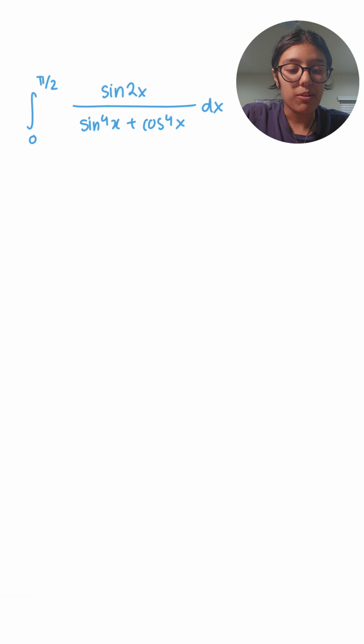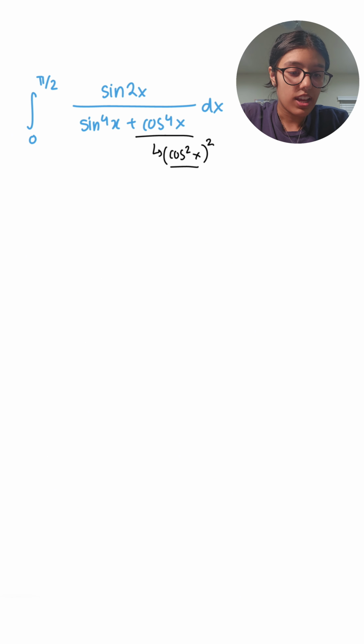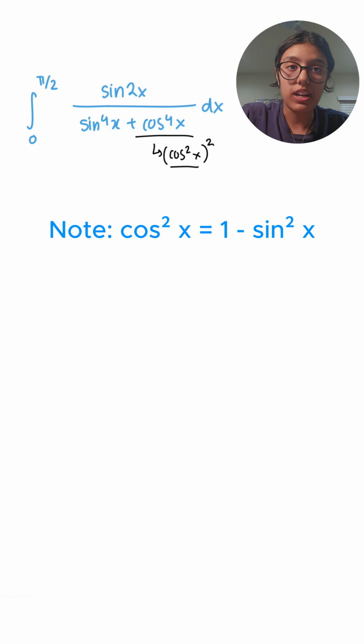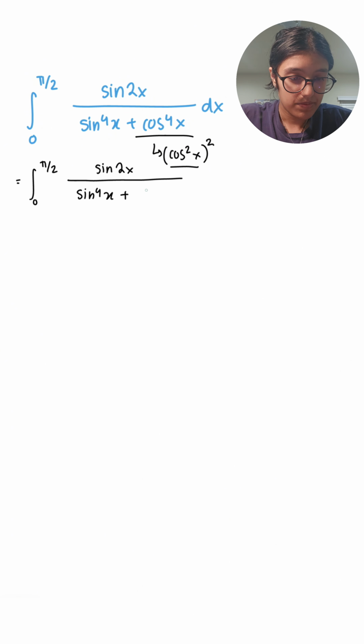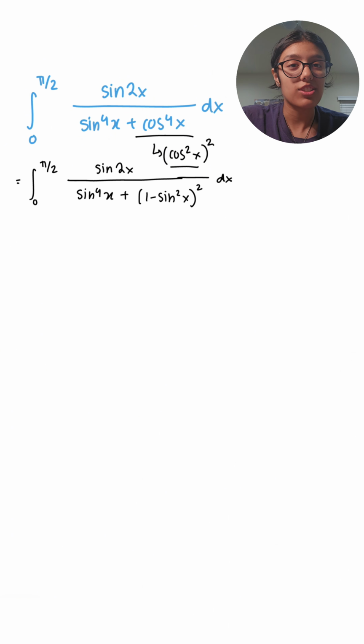So first off, I want to convert everything into one trigonometric function so that it's easier to solve the integral. I know that there's a sine here and a sine here. Let's convert this cos to the power 4x into sine. I know that this can be rewritten as cos squared x, and then whole squared. I know cos squared x is equal to 1 minus sine squared x, so I'm going to apply that trigonometric identity here.